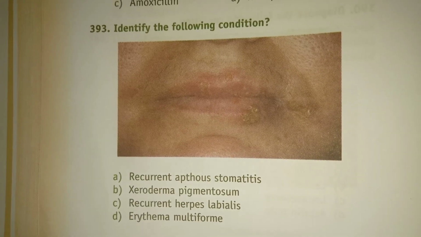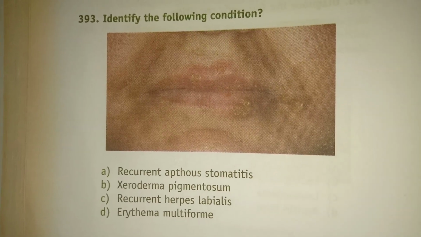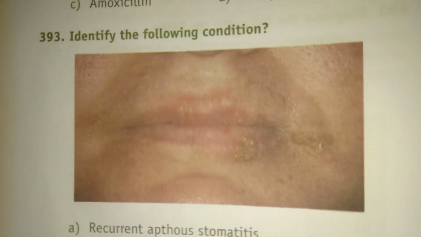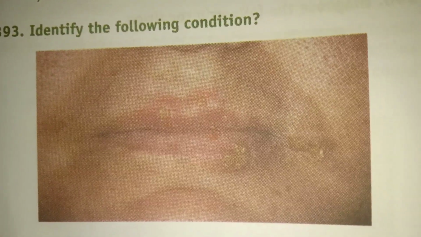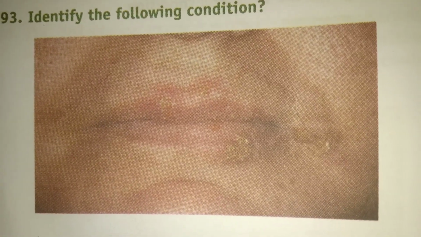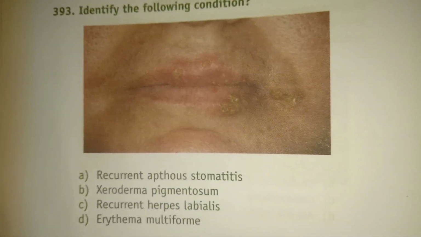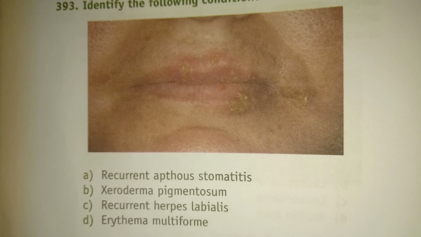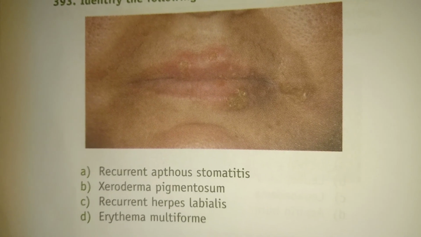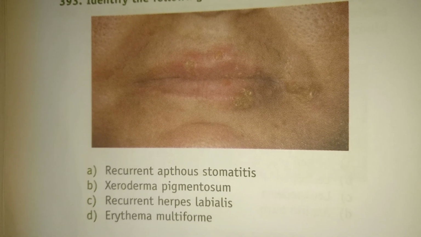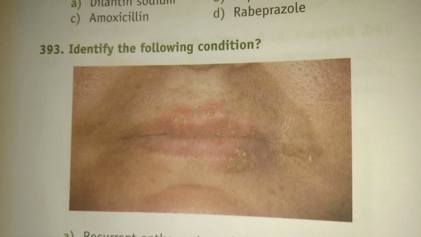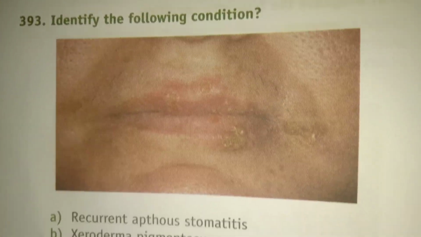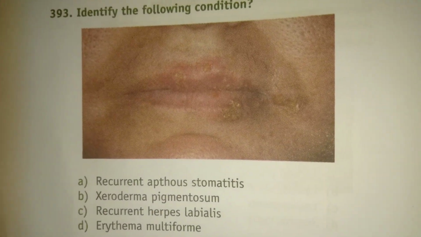So, next question, you can see the picture. I am zooming the picture. You just see the lesion. It is on both of the lips. Options are recurrent aphthous stomatitis, xeroderma pigmentosum, recurrent herpes labialis, and erythema multiforme. It's a case of recurrent herpes labialis.